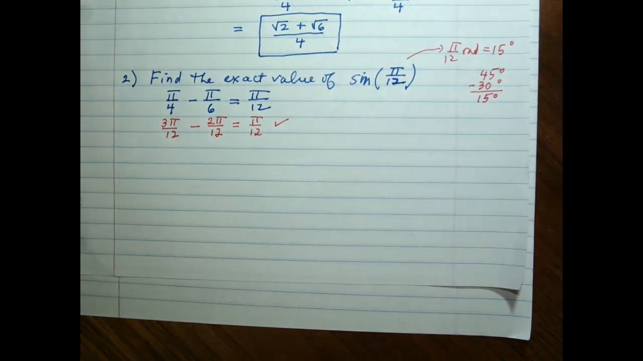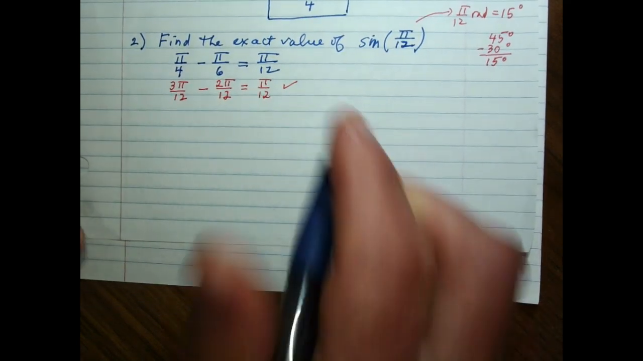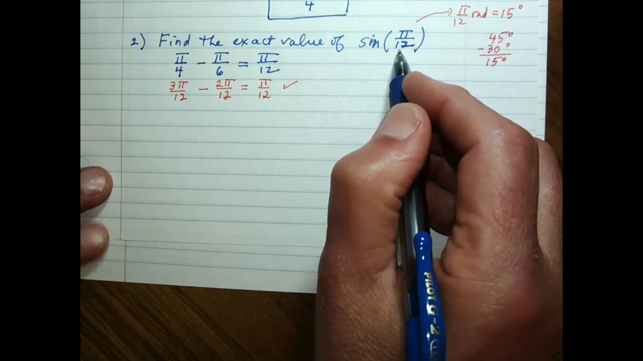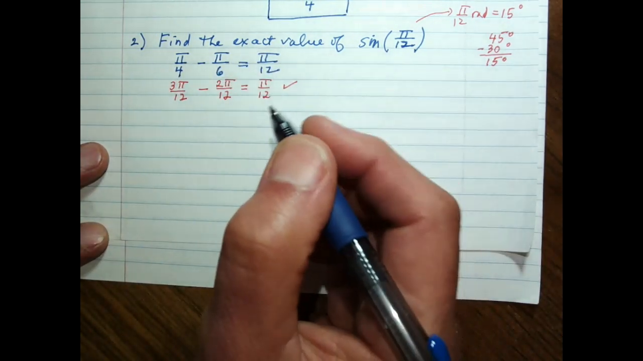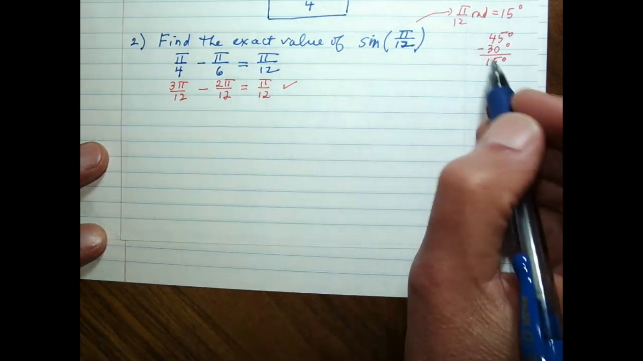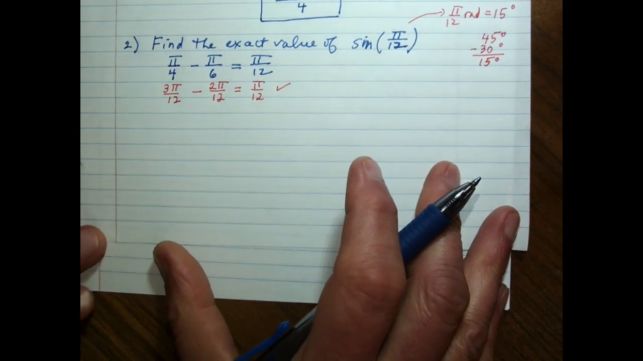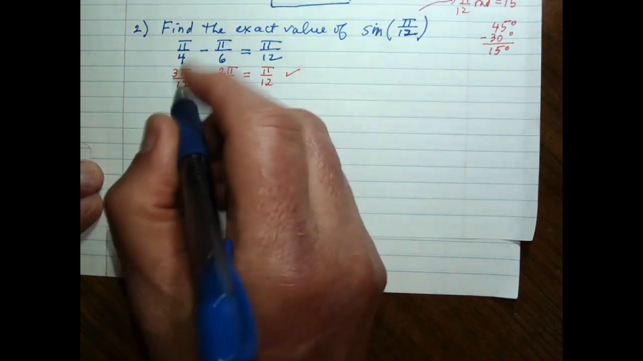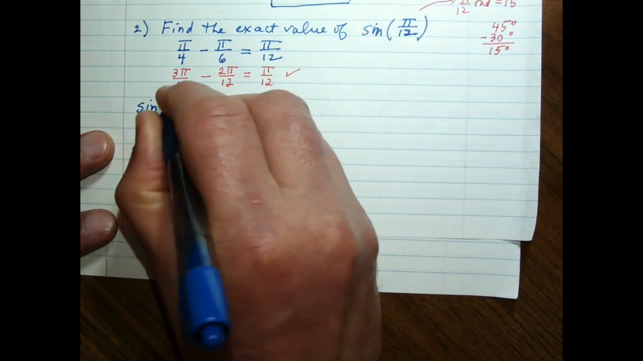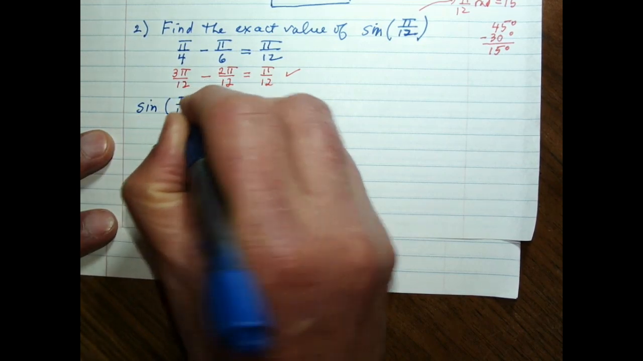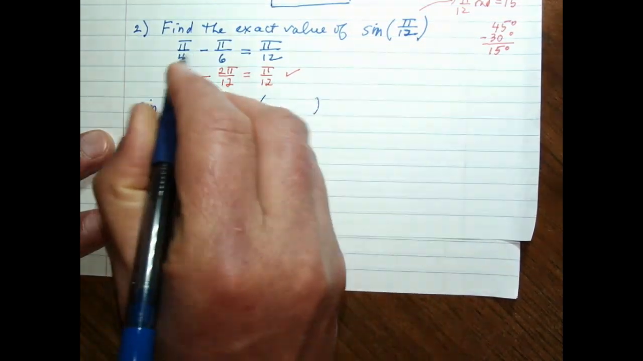So it checks out. The challenge here is to describe the angle we want, pi over 12, using these more familiar angles. There's nothing wrong if it helps you to think in terms of degrees to get rolling on it, to switch to degrees and then go back to radians. So sine of pi over 12 is the same as sine of, now I'm going to use a difference, right?